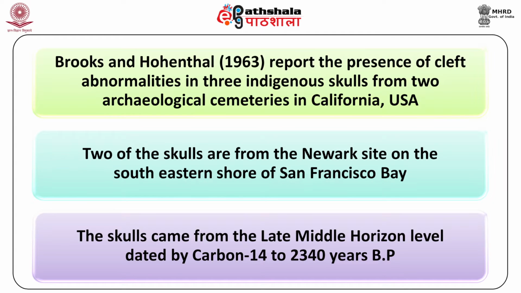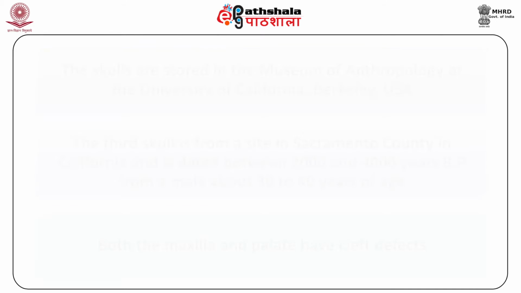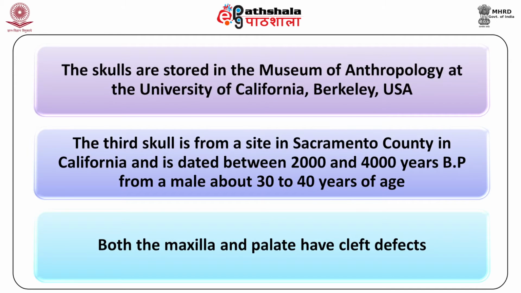Brooks and Hohenthal in 1963 report the presence of cleft abnormalities in 3 indigenous skulls from 2 archaeological cemeteries in California, United States of America. Two of these skulls are from the Newark site on the southeastern shore of the San Francisco Bay. The skull came from the late middle horizon level, dated by carbon-14 dating to 2340 years before. The skulls are stored in the Museum of Anthropology at the University of California, Berkeley, USA.